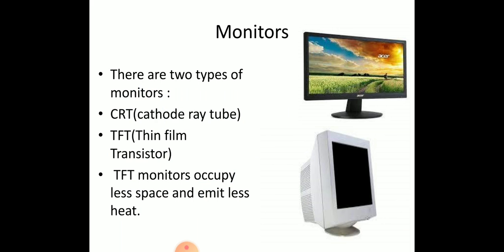There are two types of monitors: CRT, that is cathode ray tube, and TFT, that is thin film transistor. The TFT monitor occupies less space and emits less heat. That means CRT monitors consume more power than the TFT monitor. It consumes more electricity as compared to the TFT monitors.